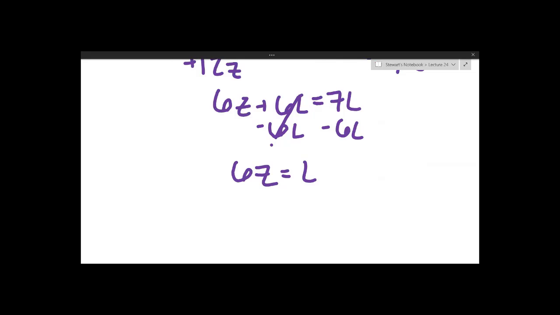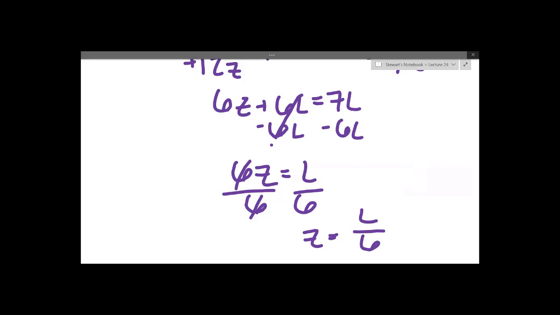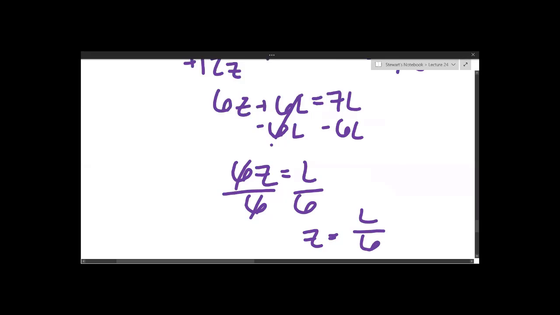And now 6 is being multiplied to z, so we just have to divide. So we're left with z is equal to L over 6, or 1/6 times L, however you prefer to visualize.